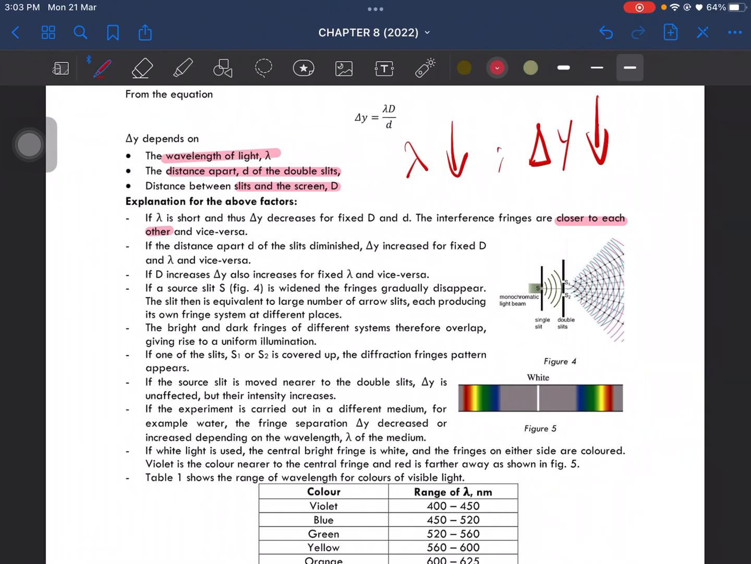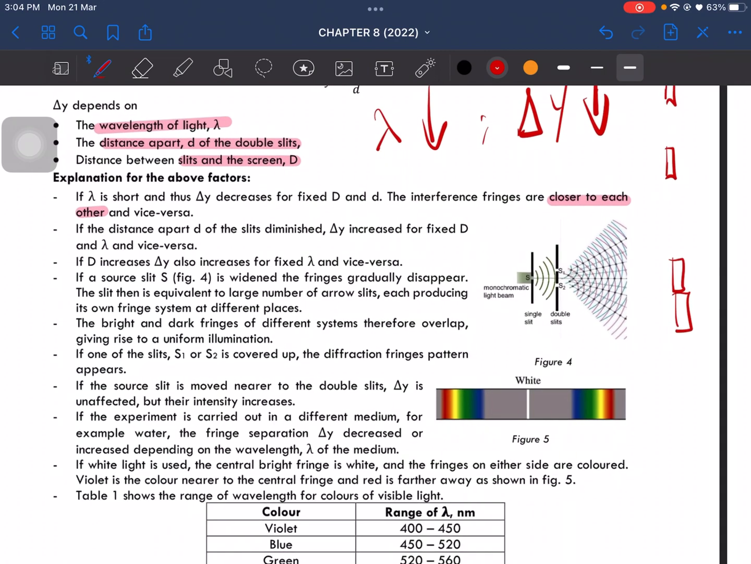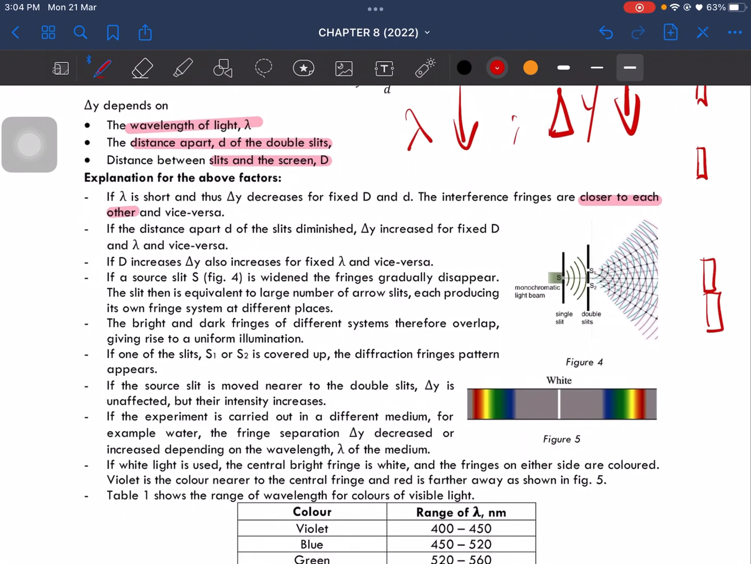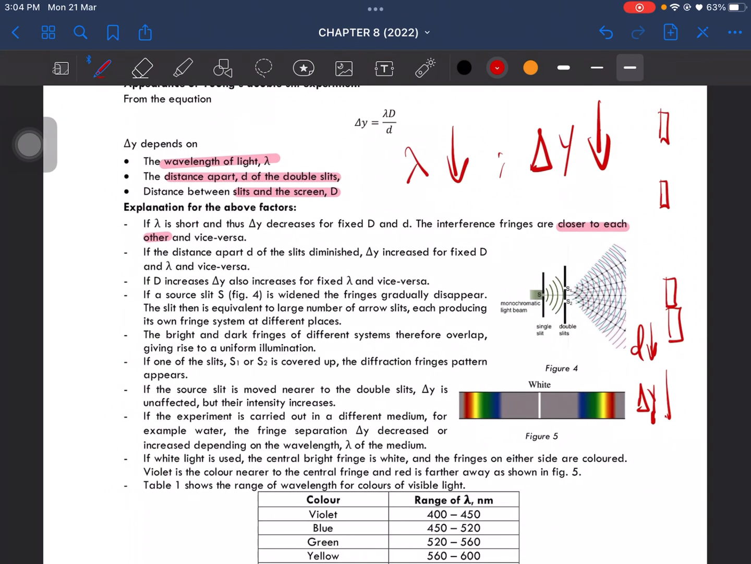Then if the distance of the slits is diminished, with D and lambda fixed, this would cause the delta y to increase. Okay, so delta y will increase because they are inversely proportional.